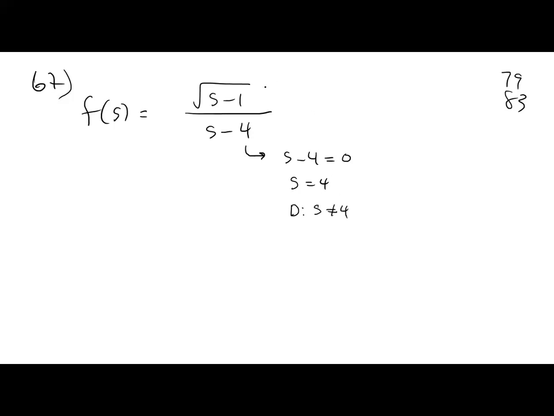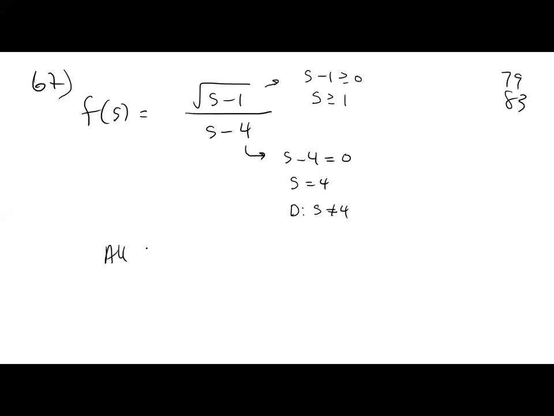Then we jump to the top and say, okay, let's deal with this one now. When is s minus 1 greater than or equal to 0? When s is greater than, right? Greater than or equal to a positive 1. Okay. So now how do we write this now? All real numbers s such that s is greater than or equal to 1 except s equals 4.